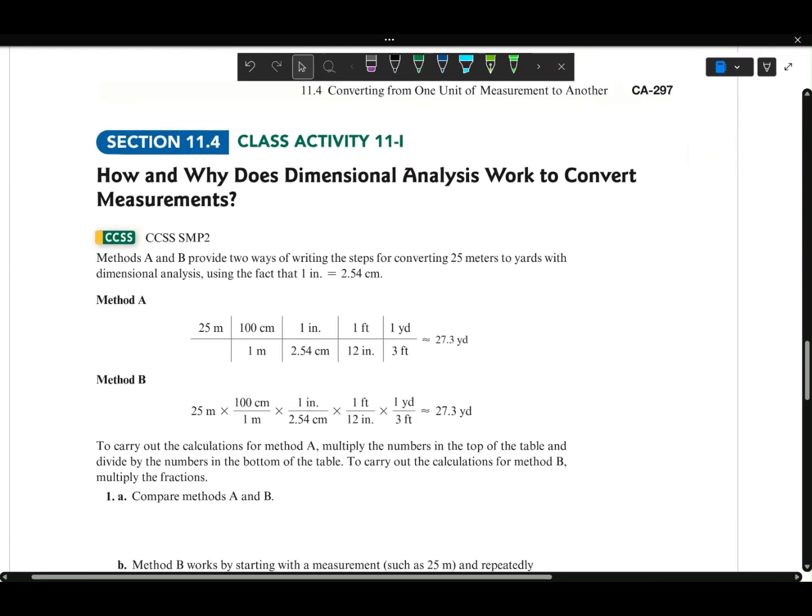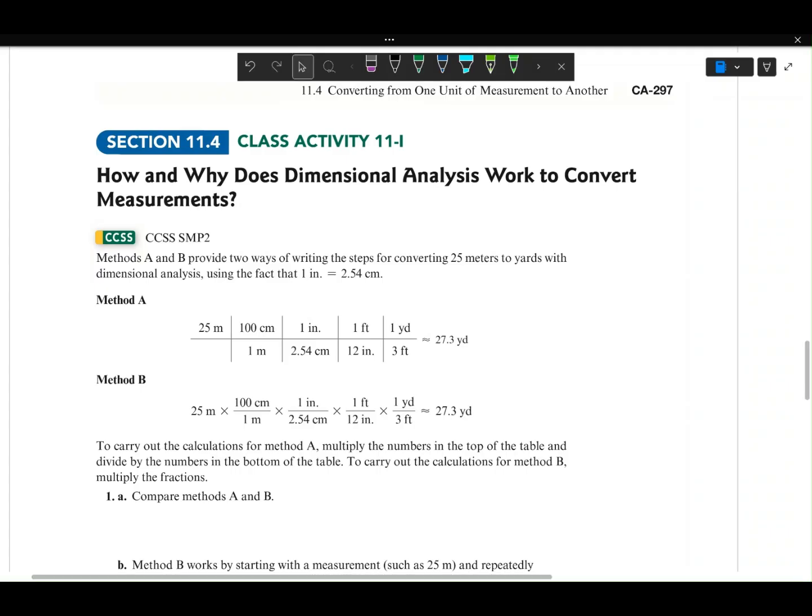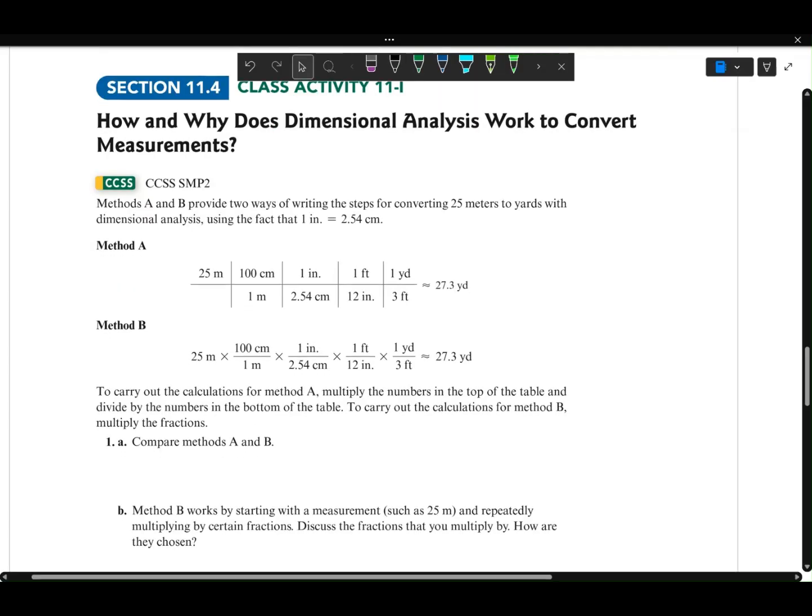Let's talk about a tool you may have seen in your science classes called dimensional analysis. That's method A, where we use this crosshatch pattern where we multiply by everything on top and divide by everything on bottom. Whereas in method B, we're multiplying fractions. Now they get the same answer. Why do they both work?